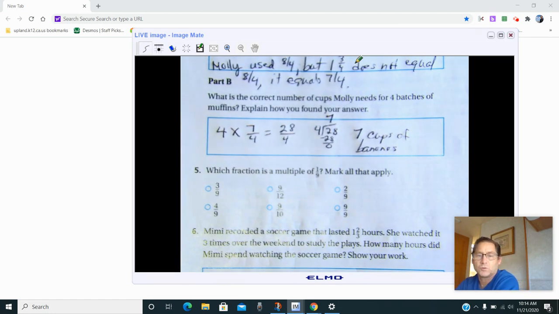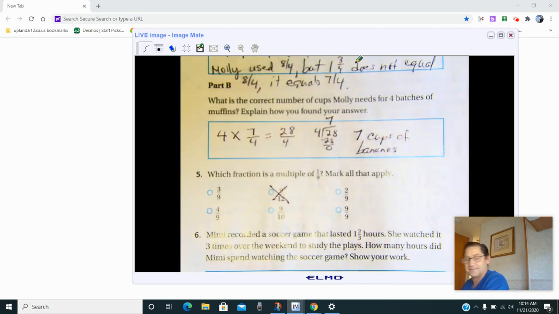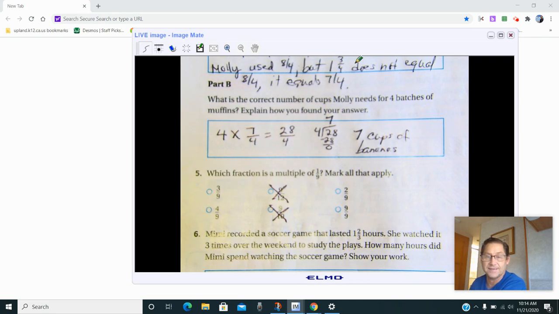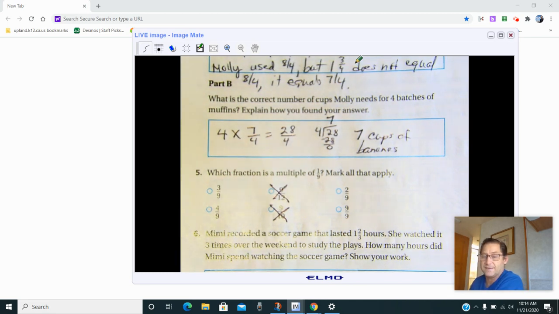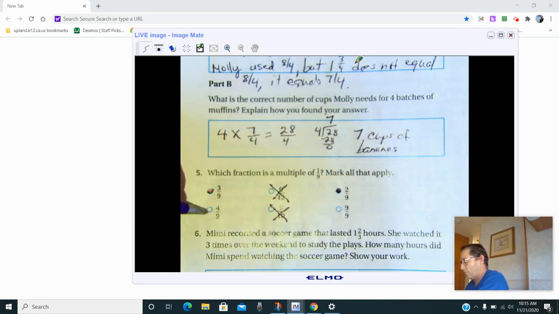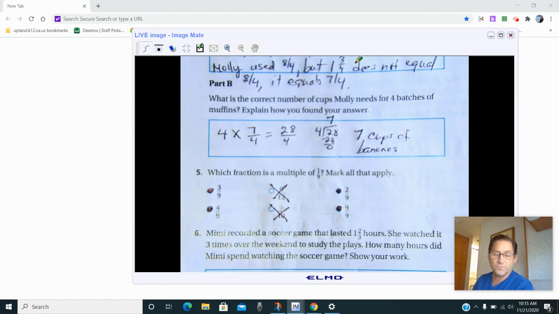Which fraction is a multiple of 1/9? Okay, well, we can eliminate a couple, okay? Because remember, multiples of a fraction, the denominator does not change. So 9/12 cannot be. So all the rest, would they be multiples of 1/9? 2/9? Yes. 3/9? Yes. 4/9? Correct. 9/9? Yes. So 4 of them would be.